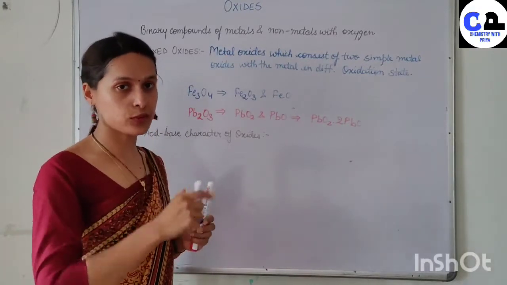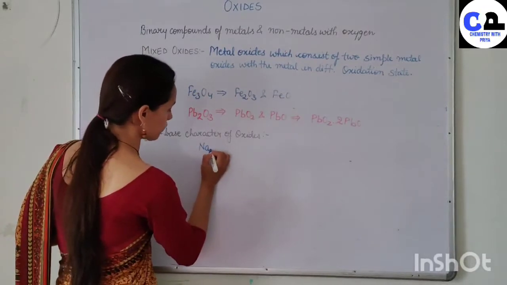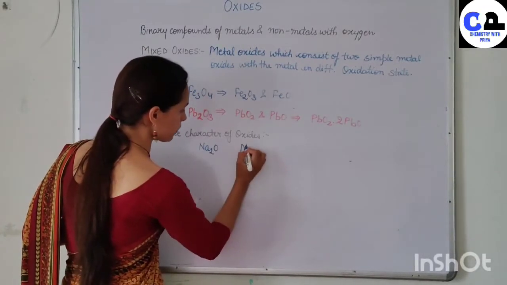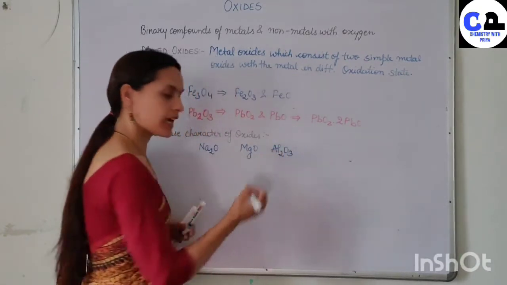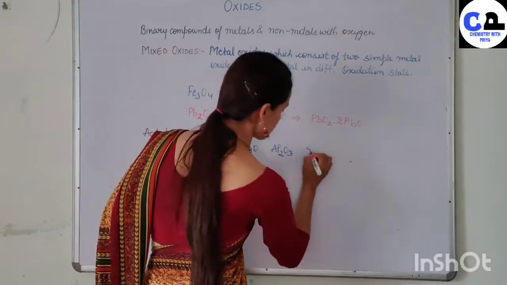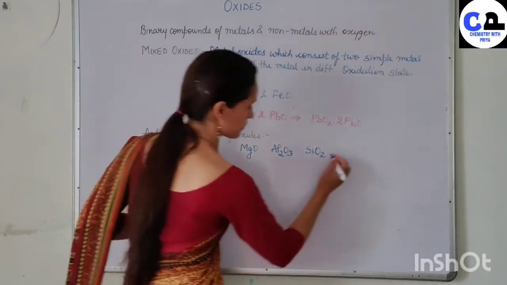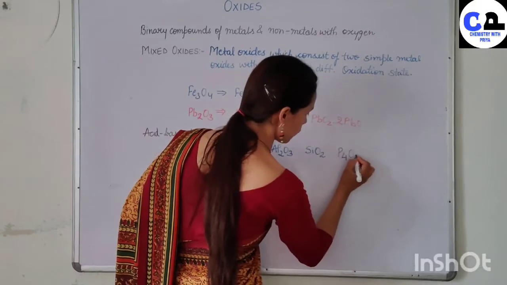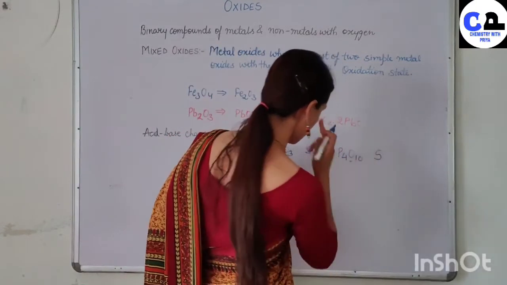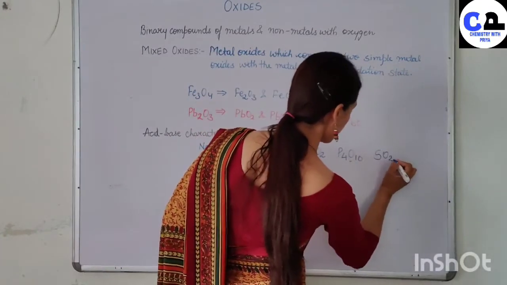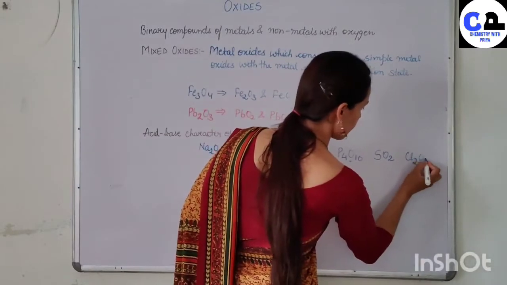if I take the third period, first is sodium oxide, second one is magnesium oxide, third one is aluminium oxide, that is Al2O3. Fourth one is silicon oxide, that is SiO2. Next one is phosphorus oxide, that is P4O10. Next one is sulfur oxide, that is SO2. And next one is chlorine oxide, that is Cl2O7.